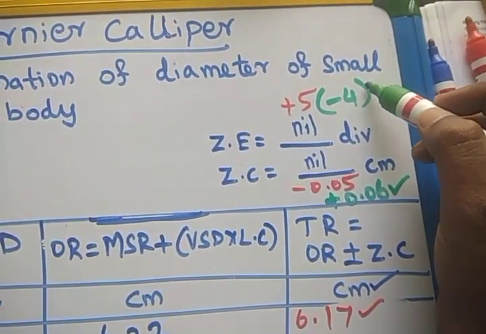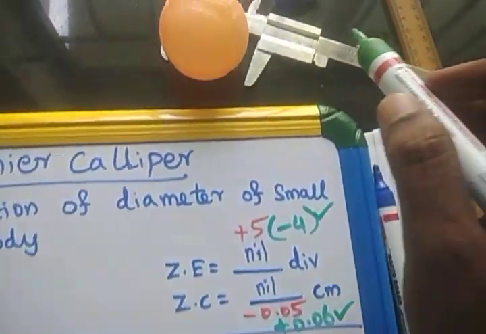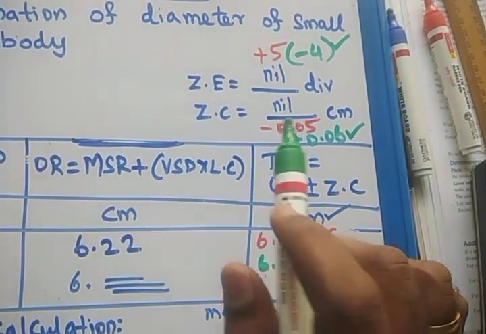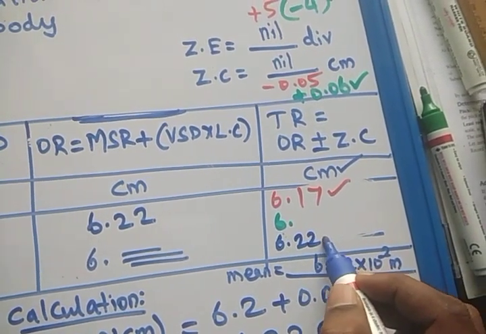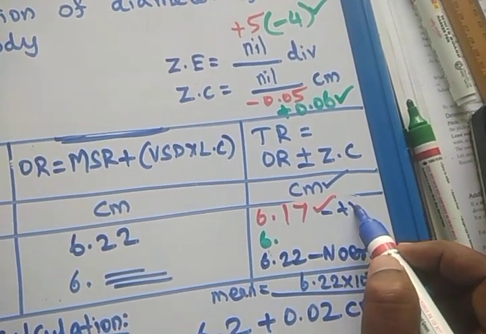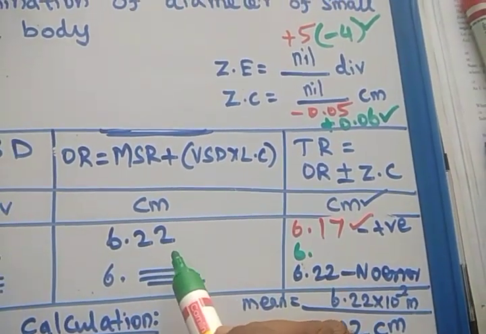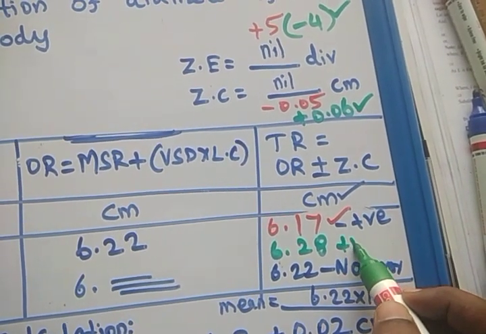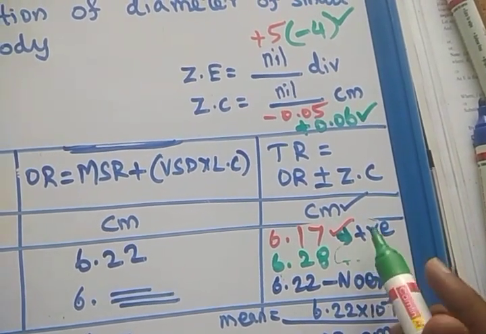If the vernier caliper has a negative error, this green color will come. If this vernier caliper has the positive error, this red color will come. If there is no error, it is the blue color line. The answer is 6.22 only. This is a no error vernier caliper. This is a positive error vernier caliper. If the error is negative, you have to add 0.06, that is 6.28. Sorry, this is the positive error, this is the negative error.